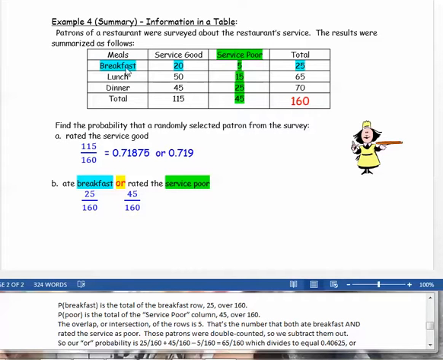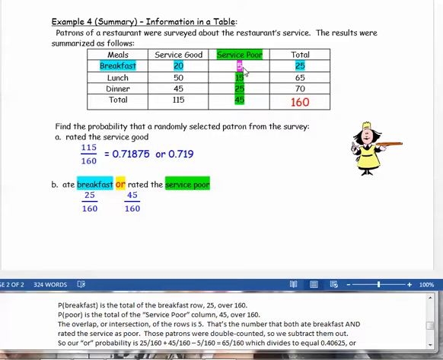The overlap or intersection of the row and column is 5. That's the number that both ate breakfast, because it's in the breakfast row, and rated the service as poor, because it's in the poor column. Well, those patrons were double counted. They got counted in both categories, so we subtract them out.